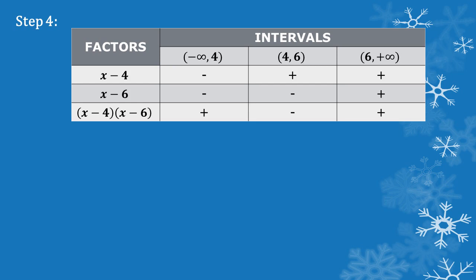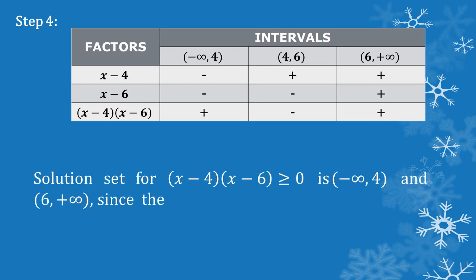So if we find the product of the signs, negative times negative will have positive. In the second interval, we'll have positive times negative. The result is negative. In the third interval, we'll have positive times positive is equal to positive. So the solution set for the quantity of x minus 4 times the quantity of x minus 6 greater than or equal to 0 is negative infinity and 4, and 6 and positive infinity, since the product of the factors is not negative.